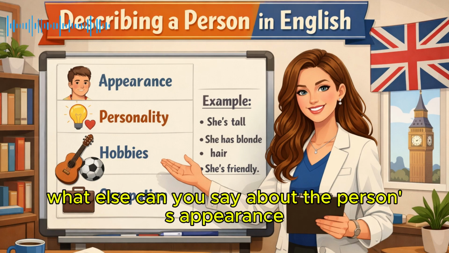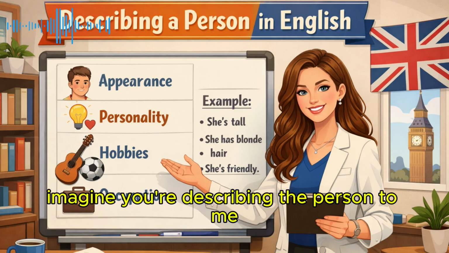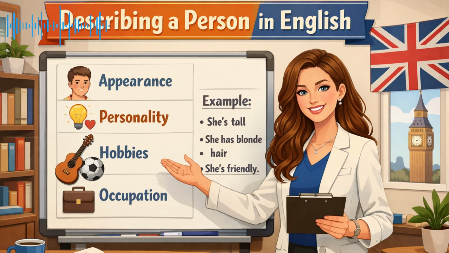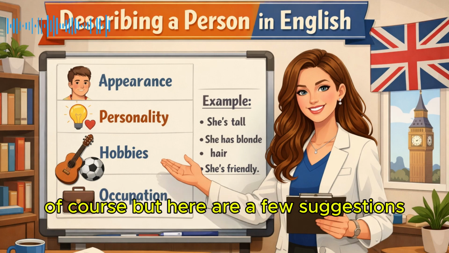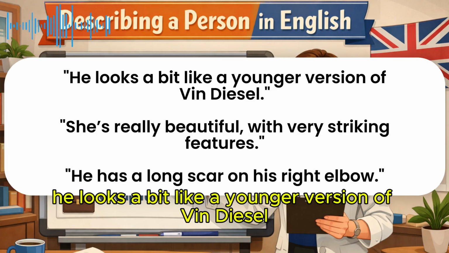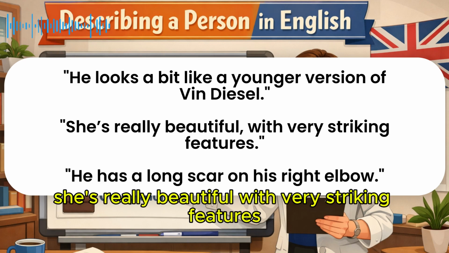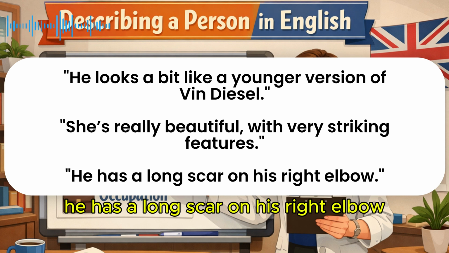Finally, what else can you say about the person's appearance? Imagine you're describing the person to me, and you want me to be able to recognize this person from your description. What could you say? There are many possibilities, of course, but here are a few suggestions. He looks a bit like a younger version of Vin Diesel. She's really beautiful, with very striking features. He has a long scar on his right elbow.